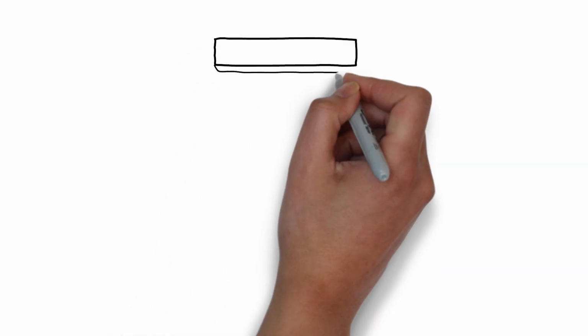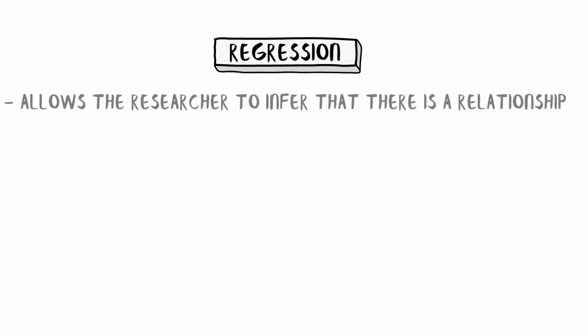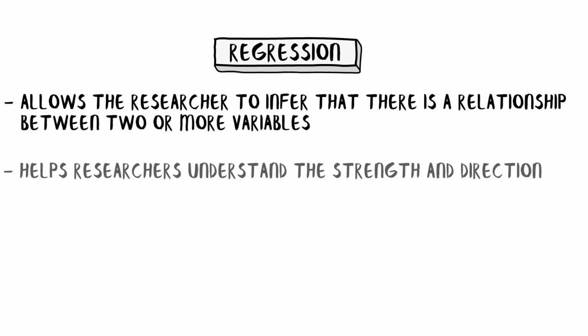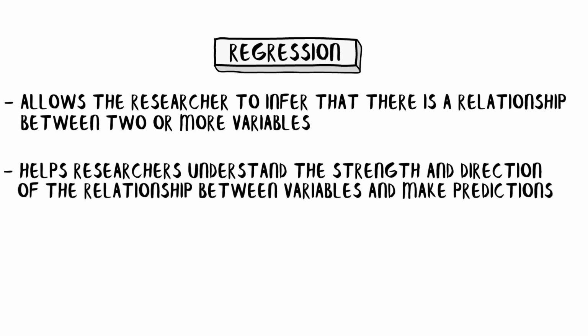In research methods, regression is a statistical technique that examines the relationship between variables. Regression allows the researcher to infer that there is a relationship between two or more variables. It helps researchers understand the strength and direction of the relationship between variables and make predictions or test hypotheses. There are several types of regression analyses commonly used in research methods.